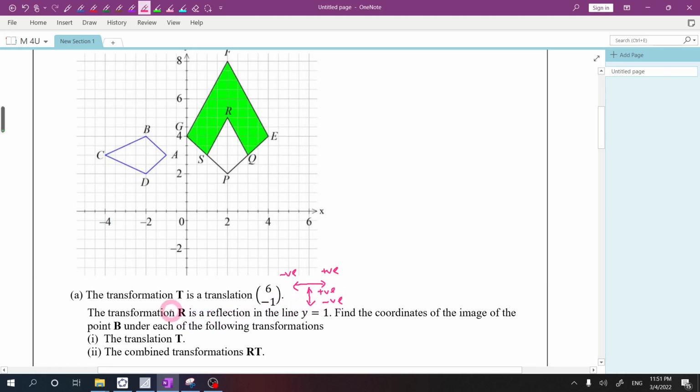Okay, so the second transformation is R, which is a reflection in the line y equals 1. This is the axis of reflection. Find the coordinates of the image of the point B under each of the following transformations. Point B is over here. The coordinate of point B is (-2, 4).